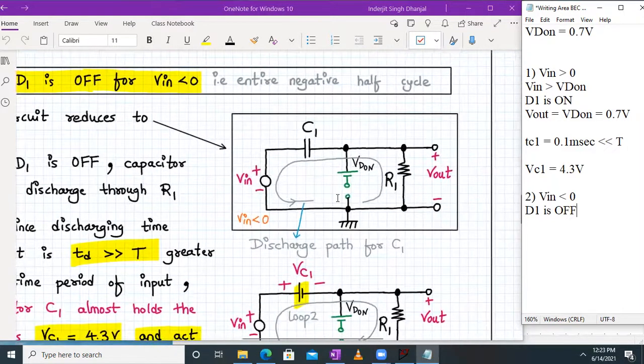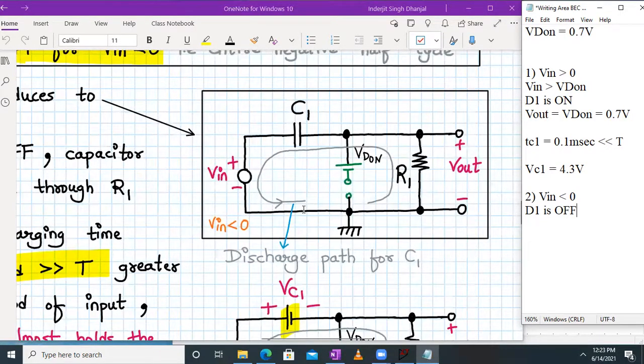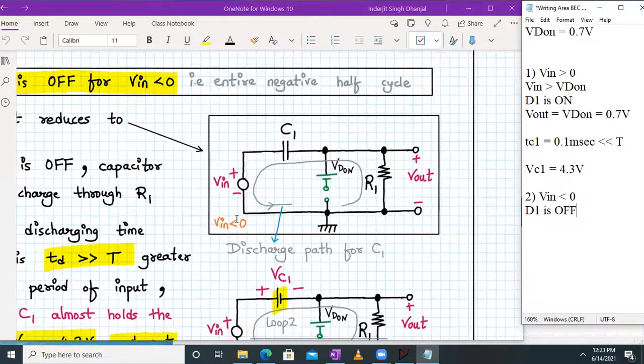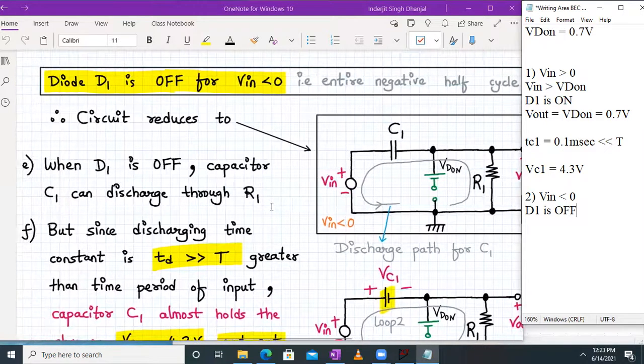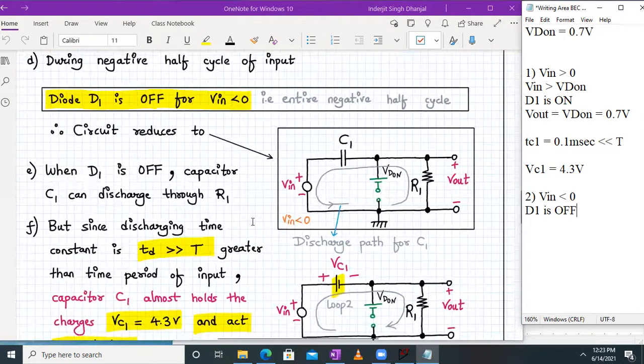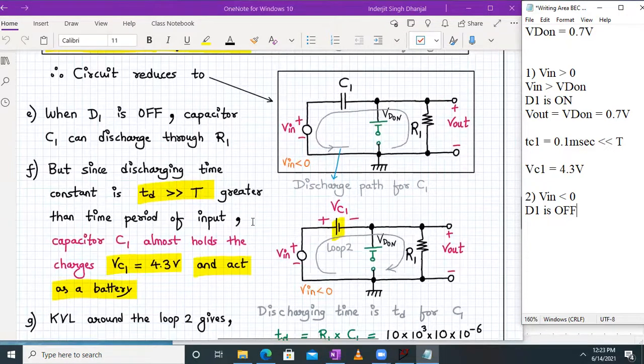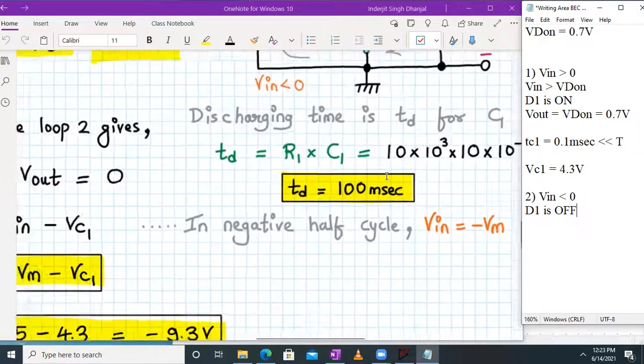So your circuit reduces to this network. You have an open circuit over here. So what will the capacitor try to do? It is still a closed circuit, so the capacitor will try to discharge via resistor R1, in the opposite direction. This is the discharge path for the capacitor when Vin is less than 0, because the polarity has changed: this plus and minus has become minus plus. So when the diode is off, the capacitor can discharge through R1. But now let us calculate the discharging time constant TD.